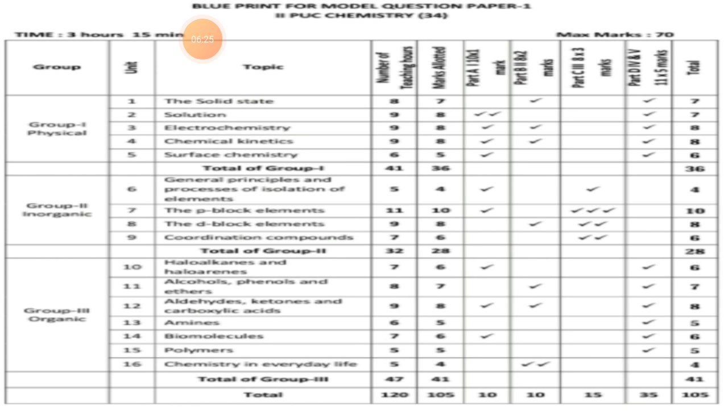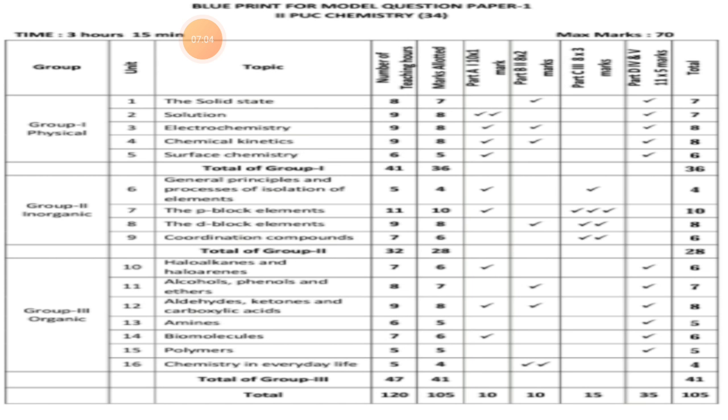Then chapter number 8 is d block elements, which has 9 lectures and 8 marks weightage. In part B, there is 1 question for 2 marks, and 2 questions for 3 marks. So total weightage is 8 marks. And the ninth topic from part first is coordination chemistry, with 7 lectures and 6 marks weightage, and 2 questions in part C, that is 3 mark questions. Total weightage is 6 marks.